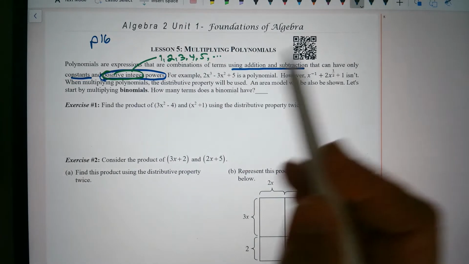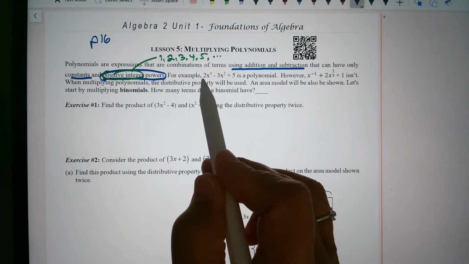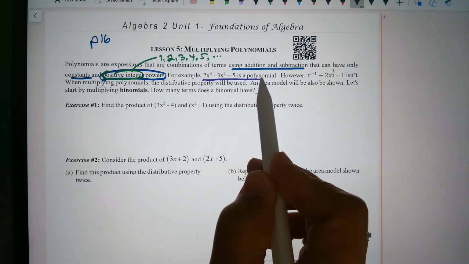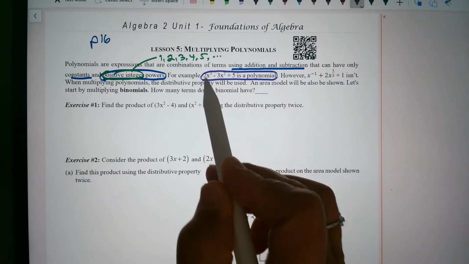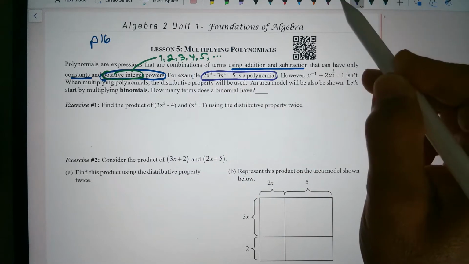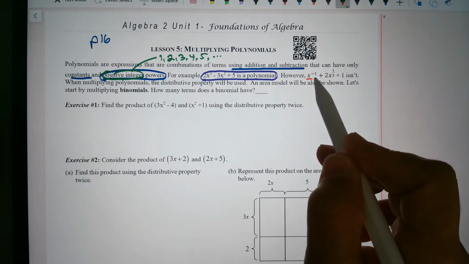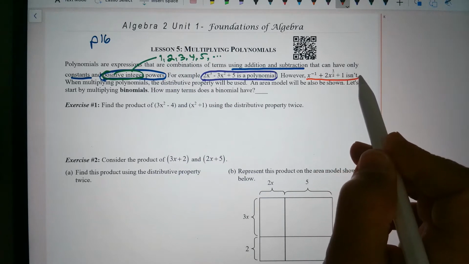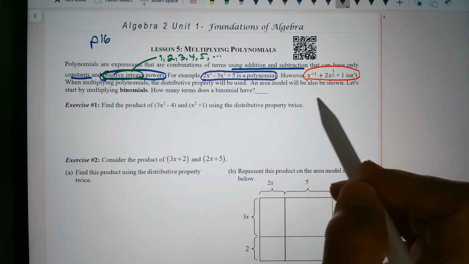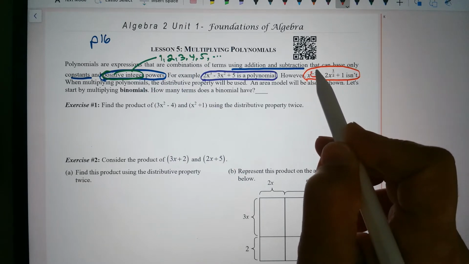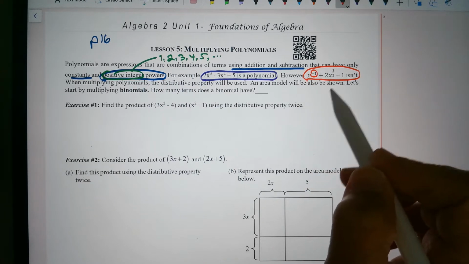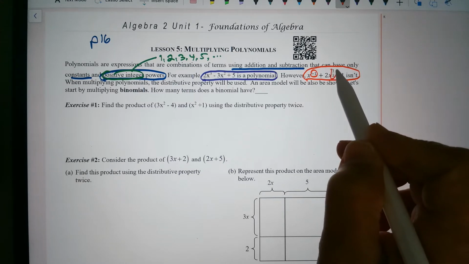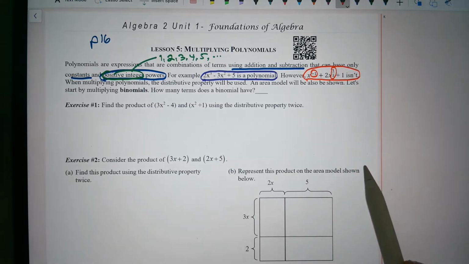For example, 2x cubed minus 3x squared plus 5 is a polynomial. However, x to the negative 1 plus 2x to the 1/2 plus 1 isn't. It's the negative 1 power here that is not a positive integer, nor is the power of 1/2 a positive integer.